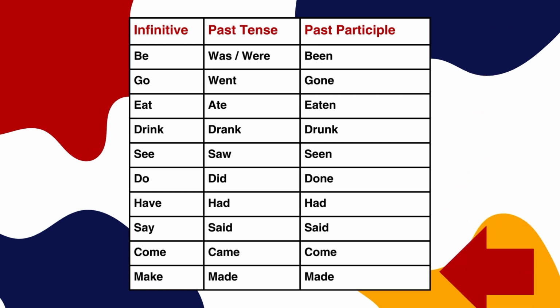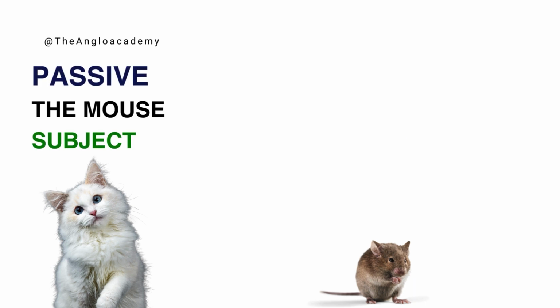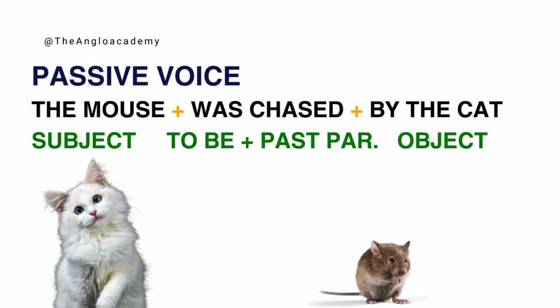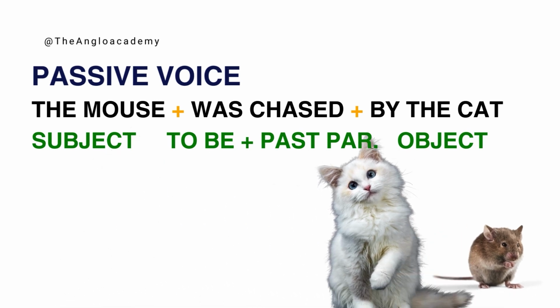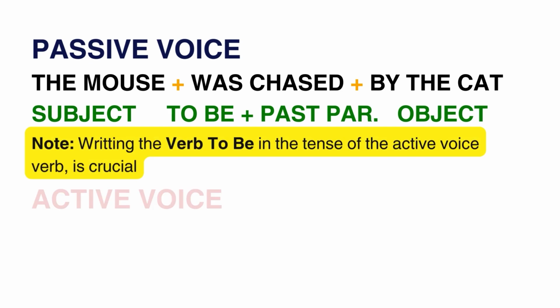So let's turn this phrase into passive. The mouse, subject, was chased, verb, by the cat, agent. You see, we have just swapped the object and the subject and added the past participle. It is important to know that passive voice is something repetitive and structural, so the easiest way to understand it is to divide passive voice on tenses.